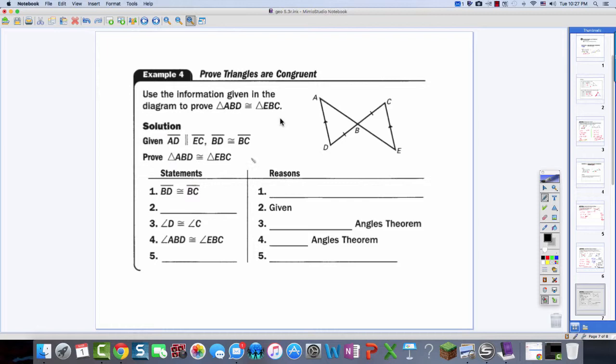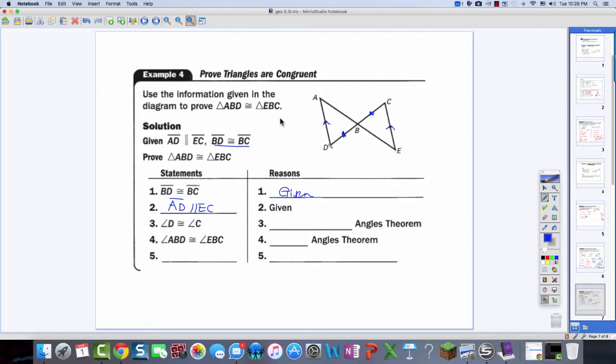So for two-column proofs, we always start with what's given. BD and BC are congruent. BD is here, right? BC is here. These two are congruent, and that's given. You always start with what's given. So that's given. What else is given? AD and EC are parallel.